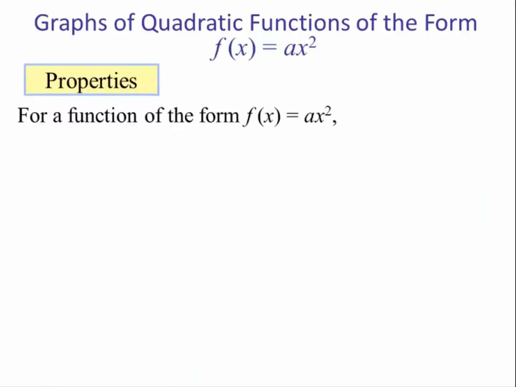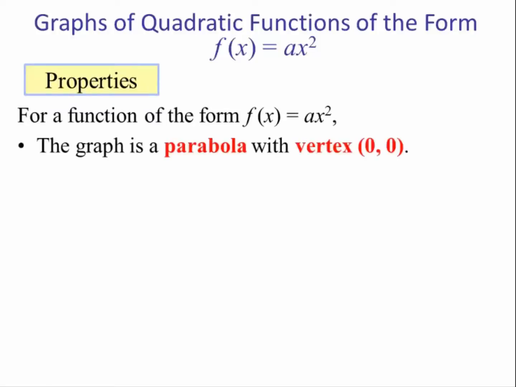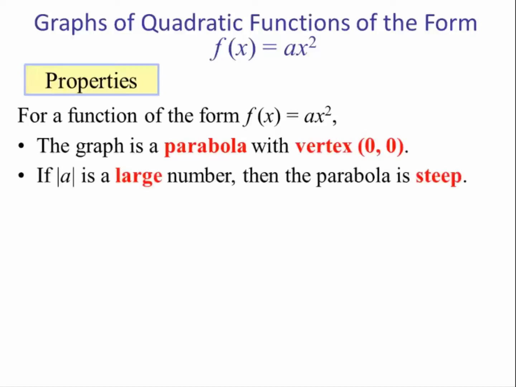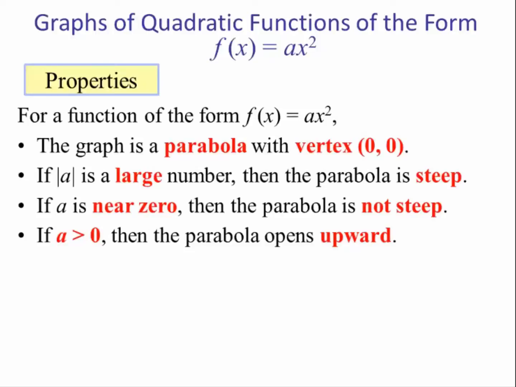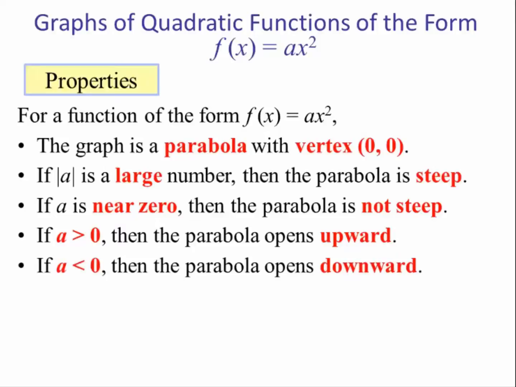Properties for the function of the form f of x equals ax squared. The graph is a parabola with vertex 0, 0, goes through the origin. If the absolute value of a is large, then the parabola is steep. If a is near 0, then the parabola is not as steep. If a is positive, then the parabola opens upward, and the vertex will be a minimum. If a is negative, then the parabola opens downward, and the vertex will be a maximum.